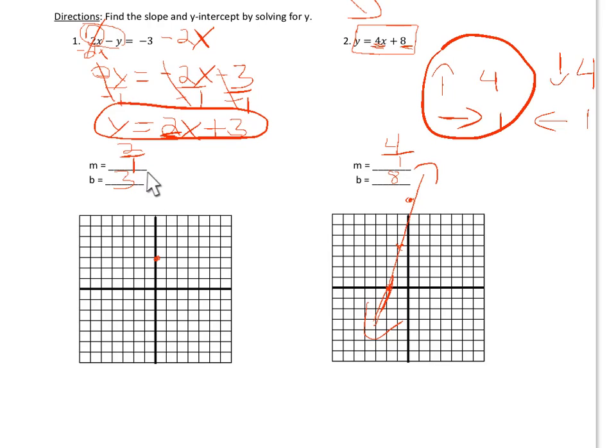It's 2 over 1. So that means I'm going to go up 2, to the right 1. So there's my next point. Okay, and I'm just going to connect it. I know it could go the other way, but I have at least 2 points. There's my line.